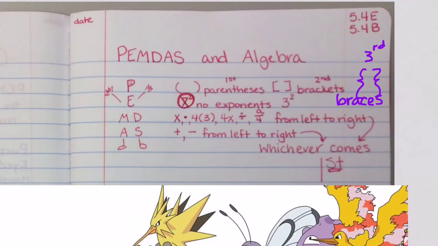Then you have add and subtract, okay? And both of these steps, multiply and divide, and add and subtract, both of them are from left to right, and you do whichever one comes first. So be sure you move from left to right and do whichever operation comes first when you're on the multiply divide step and when you're on the add and subtract step. Okay, pause the video and be sure you have all of that written down.